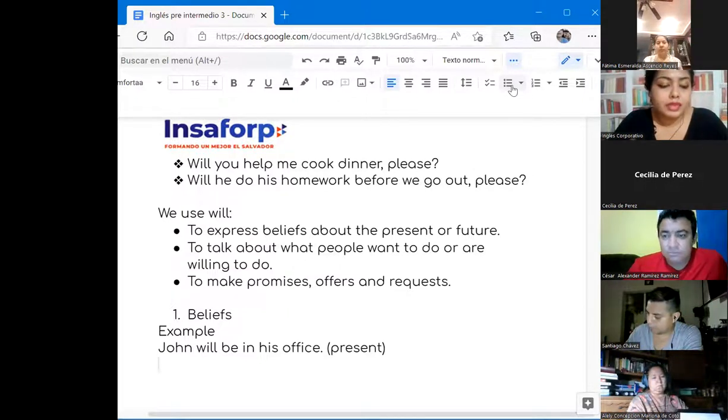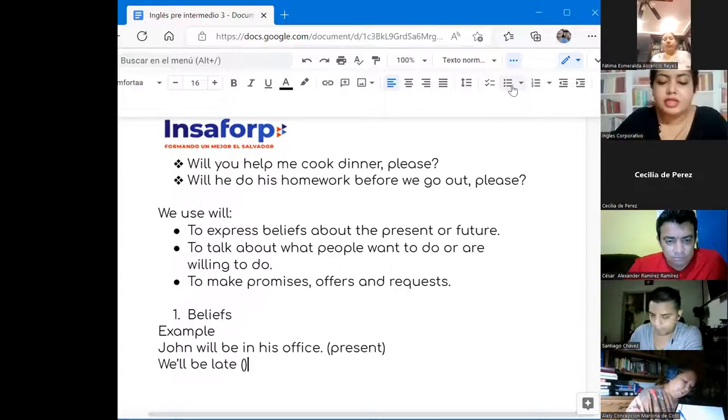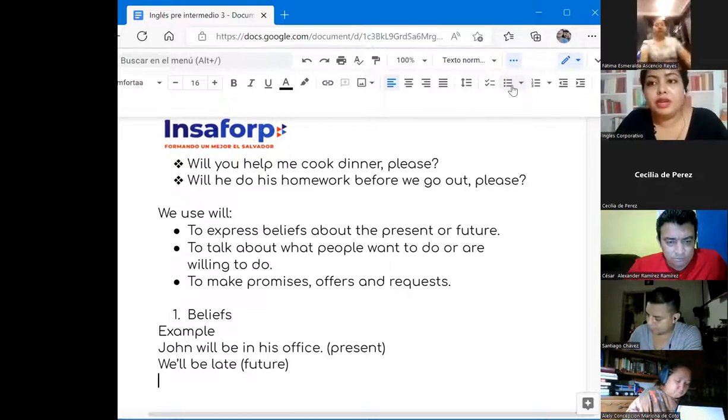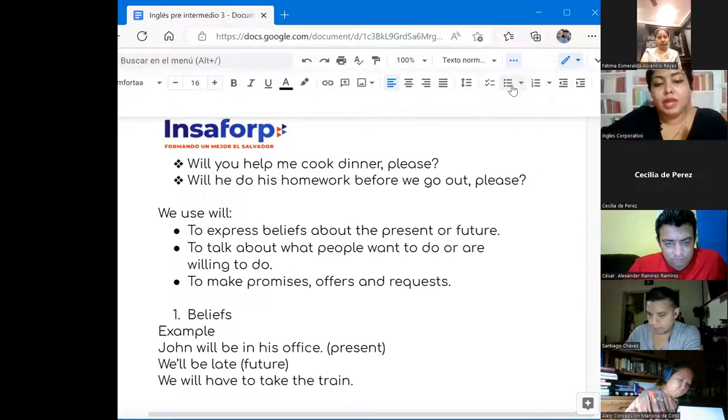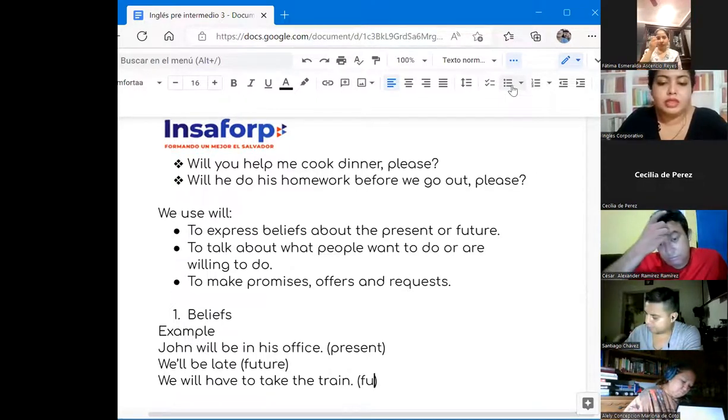Then, we have the second one. We will be late. And in this case, it's future. Vamos a llegar tarde o llegaremos tarde. And we believe that we are going to be late because something happened. And we have another one that is in future. We will have to take the train. Vamos a tener que tomar el tren. ¿Por qué? Porque estamos tarde, ¿verdad? So this is future.